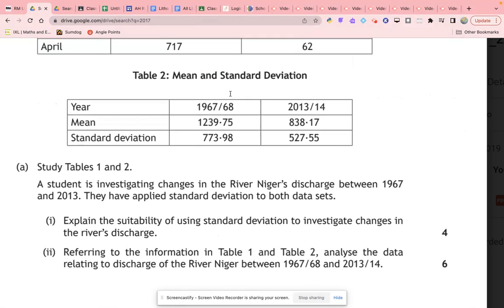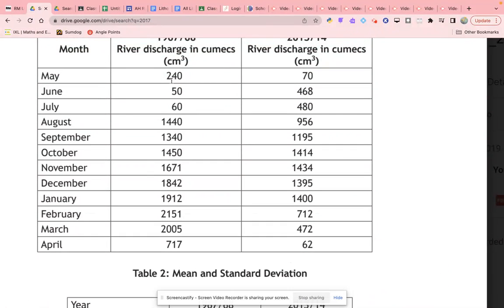If we were to use interquartile range, we would only be looking at the middle 50% of the values around the median. We wouldn't be comparing the data around the mean. And therefore, we wouldn't be using the whole data set.